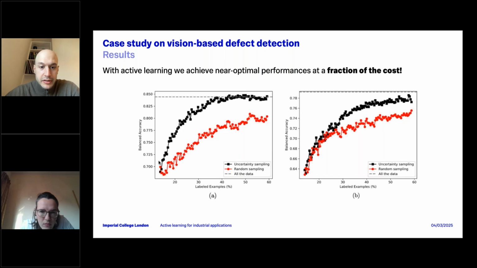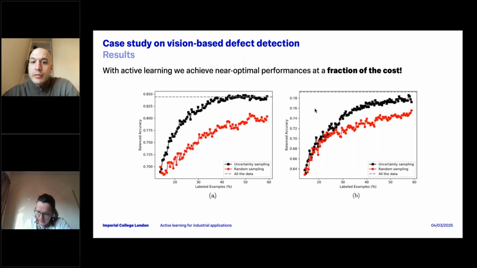What does it mean in practice? On the x-axis, you can see the percentage of labeled examples that we use. The dashed gray line is the performance of the model trained on all the images. And you can see, for example, that in the first case, with 40% of the images picked using active learning, we got the performance of the full model. So it's a huge saving in terms of the time spent labeling images.